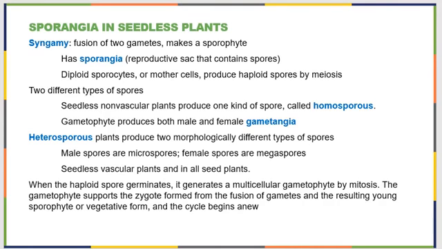When haploid spores germinate, they create a multicellular gametophyte by mitosis. The gametophyte supports the zygote formed when those two different gametes fuse, and the resulting young sporophyte grows and the cycle starts all over again. That's essentially a text version of the picture you saw on the last slide.